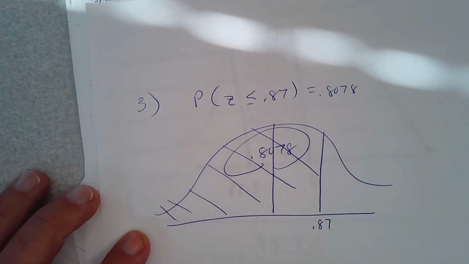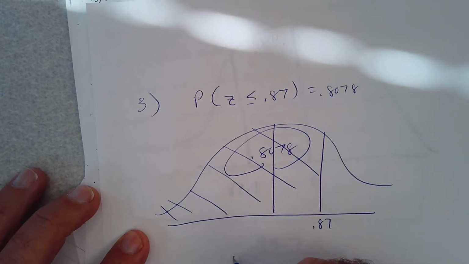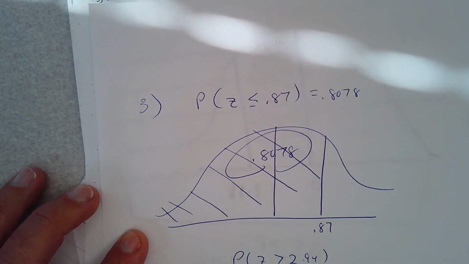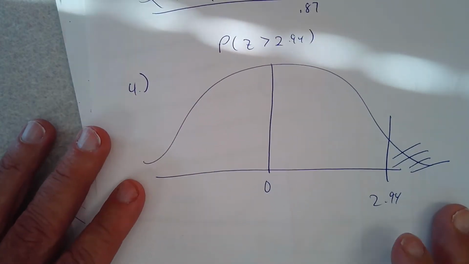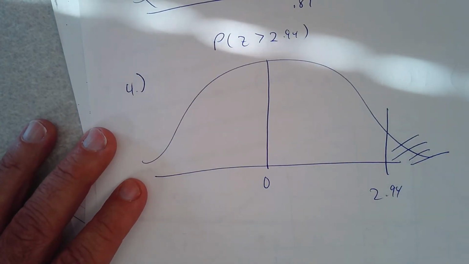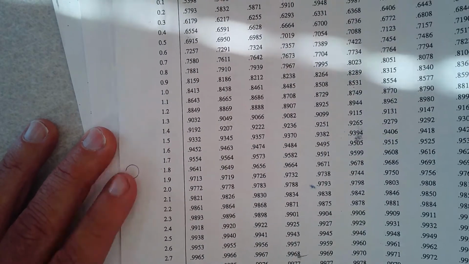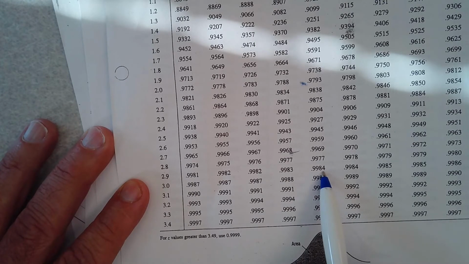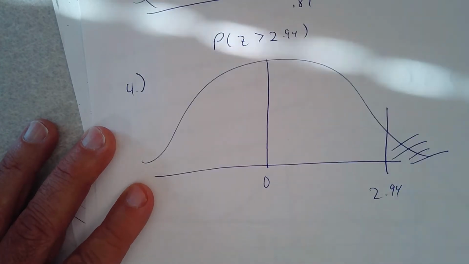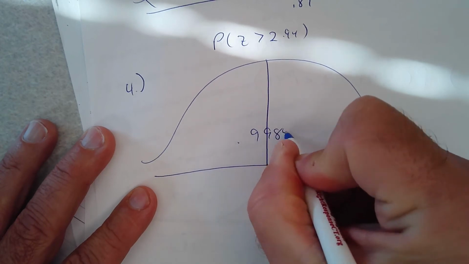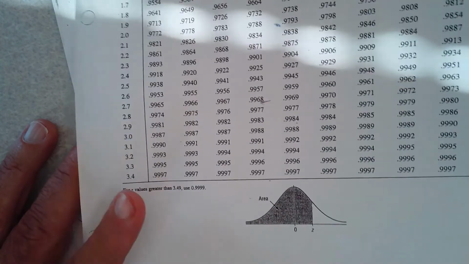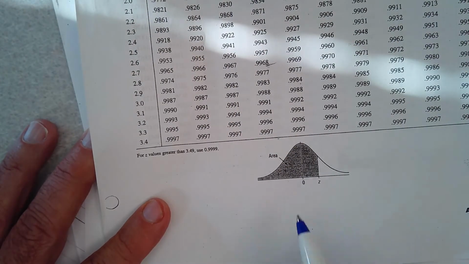Now, if we look at number 4, the question it's asking is, what's the probability that z is greater than 2.94? 2.94 is going to be way over here. The probability that I'm going to be greater than that, I know is going to be a very small probability. So when you look up 2.94, you get a large number there. You get 0.9984. But remember, anytime you look something up in the table, it's the area to the left. That's why on that picture of the table, they show you the shaded part, the area to the left.